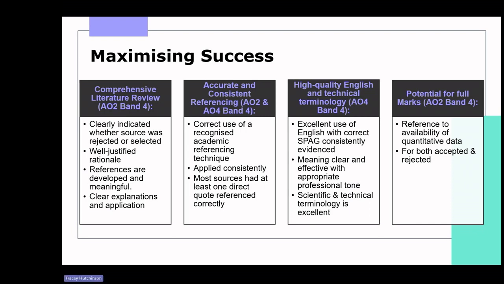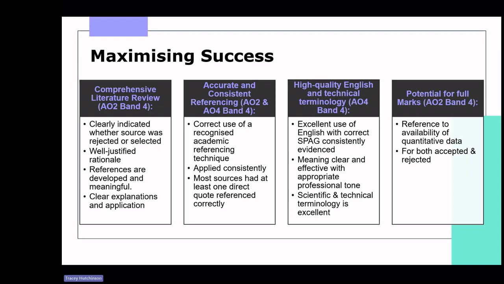In regards to high quality English and technical terminology, we have an AO4 and evidence of Band 4 criteria. So the review is written in excellent English with correct grammar, spelling and punctuation consistently evident. It conveys meaning clearly and effectively, maintaining an appropriate professional tone expected for a literature review. The use of scientific and technical terminology and language is excellent with no errors.